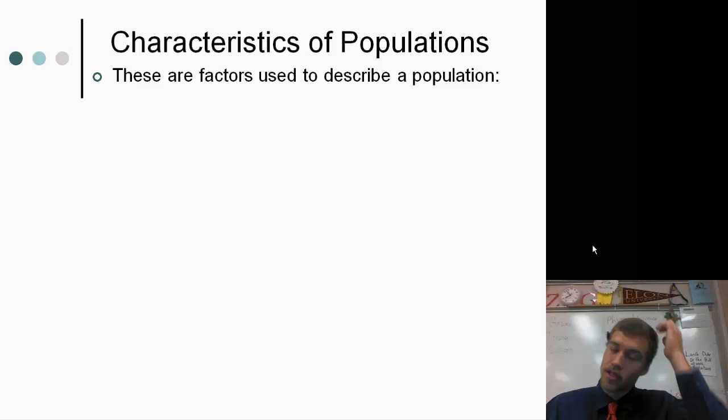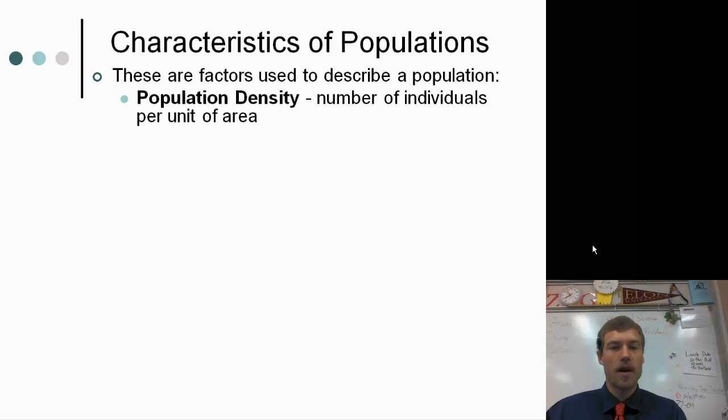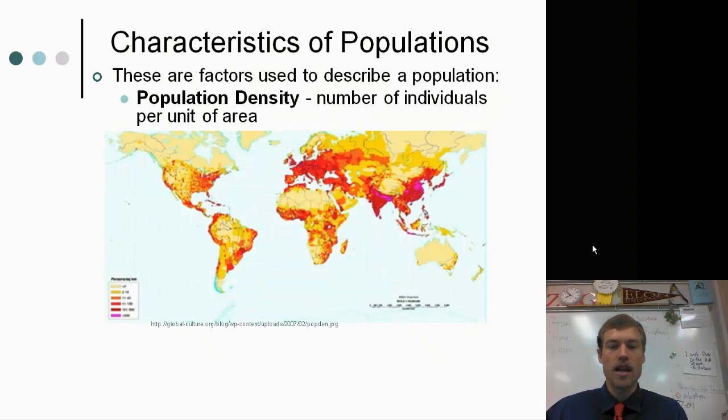So what are some characteristics of populations? Well, first of all, we've got population density, which is just the number of individuals per unit of area. A lot of times they're going to talk about the number of people per square mile or the number of people per square kilometer. This is a map of the world, and you can see that it shows population density.